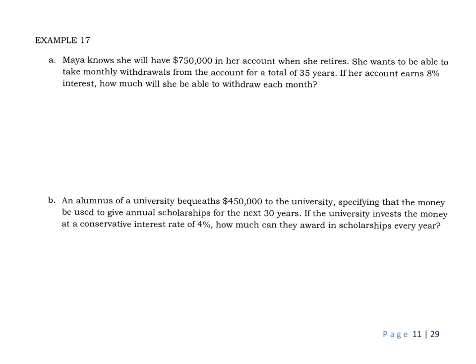All right, moving on to example 17. Maya knows that she will have $750,000 when she retires. She wants to be able to take monthly withdrawals. So again, there's your clue as to which formula it is you're going to need. She wants to do that for 35 years, and her account is earning 8% interest. How much can she pull out each month?